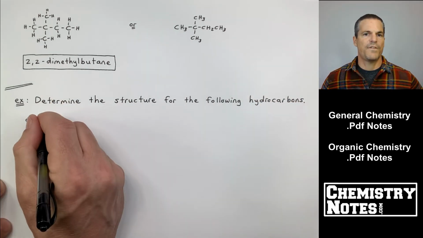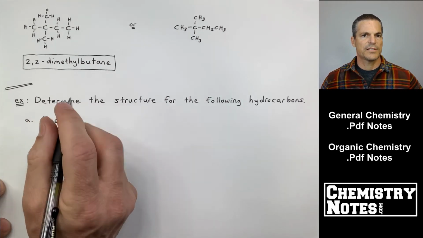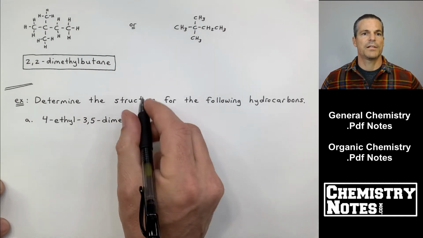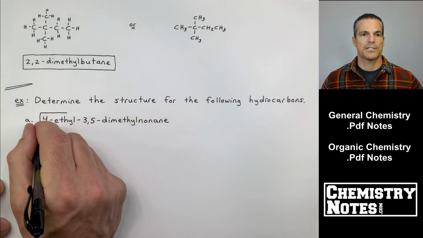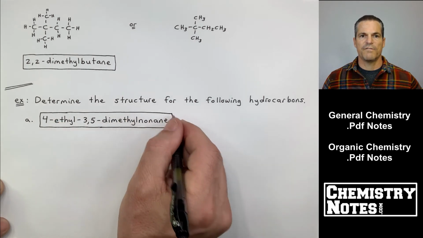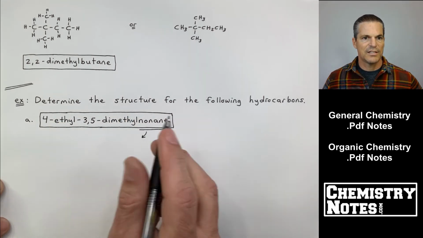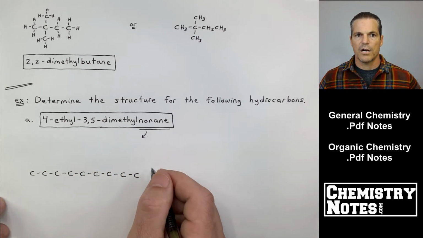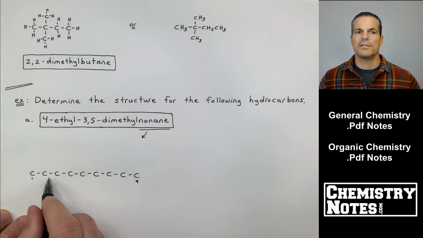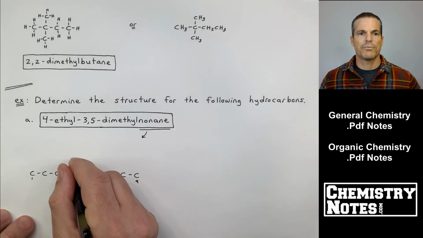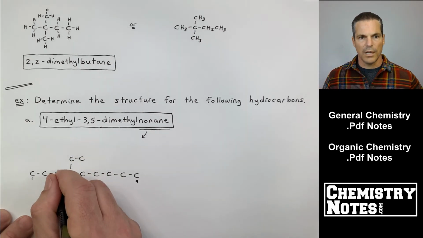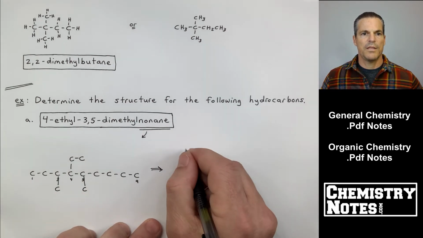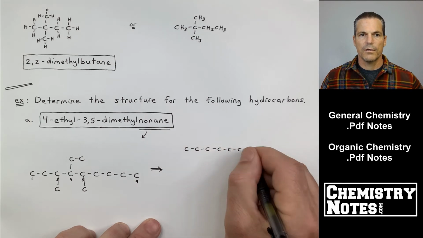Another example. Determine the structure for the following hydrocarbons. All right, they're asking for the structure, which means they're probably giving us the name. Anytime you see a big, long, crazy name like this, and I'm putting a box around it right now, I focus right in on the very end, because that tells me the parent. This is nonane. Nonane is 9. Look, I'm drawing 9 carbons. I'm in charge here, so I'm going to number it from the left, because I read books left to right. Put a 3,5-dimethyl, and then put the ethyl group on carbon 4.